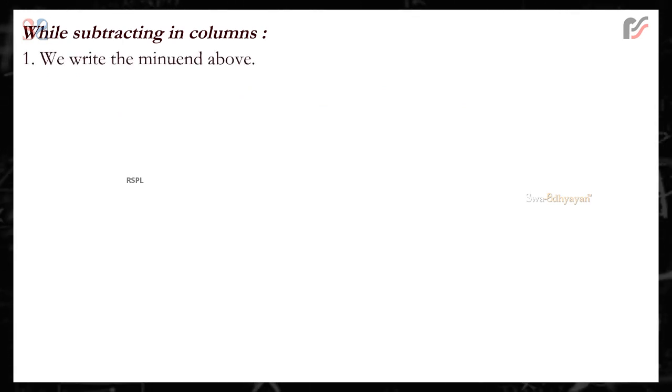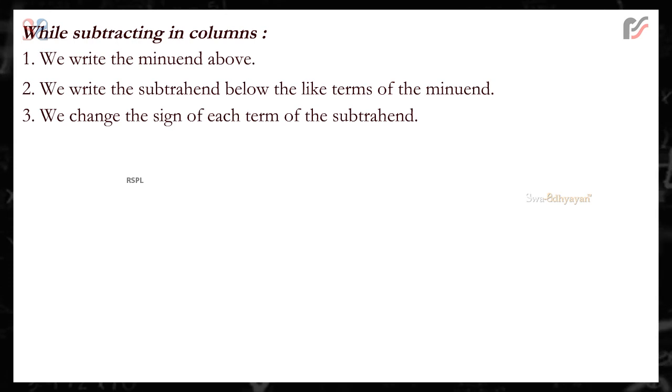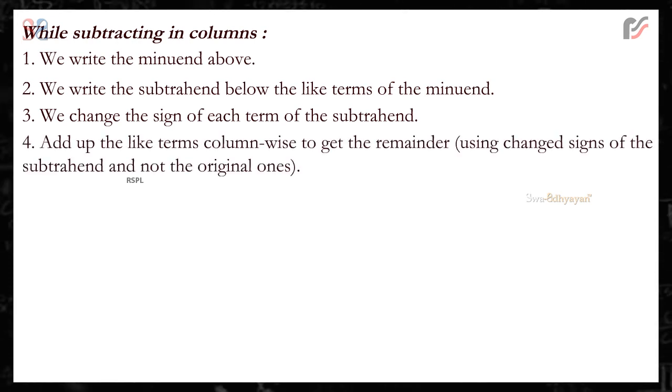We write the minuend above. 2. We write the subtrahend below the like terms of the minuend. 3. We change the sign of each term of the subtrahend. 4. Add up the like terms column-wise to get the remainder using the changed signs of the subtrahend and not the original ones.